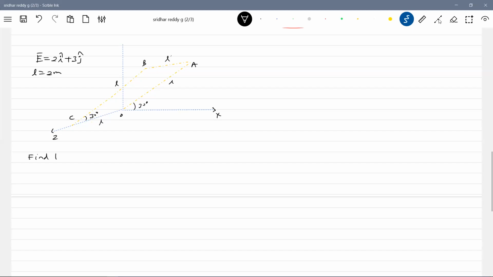Find the electric flux through a surface bounded by points OA, BC.